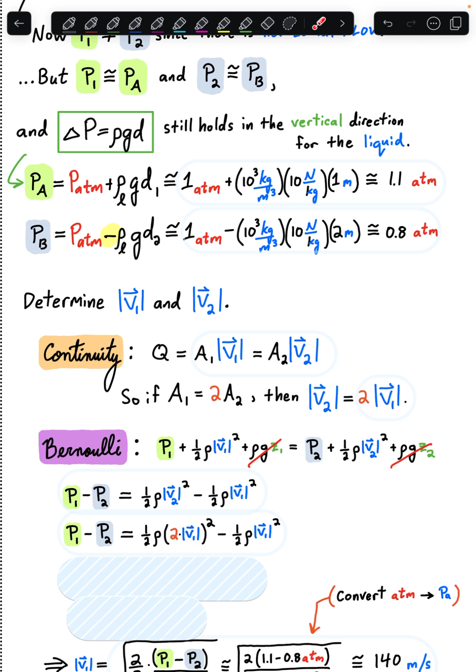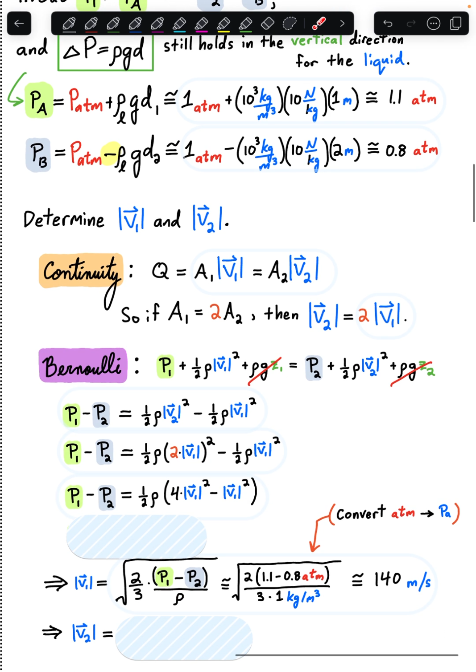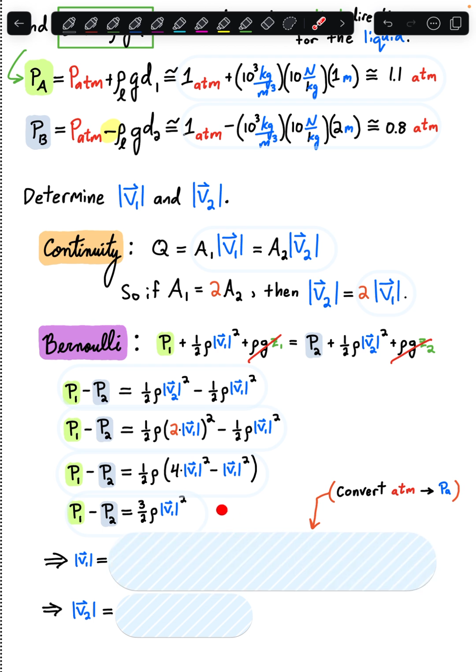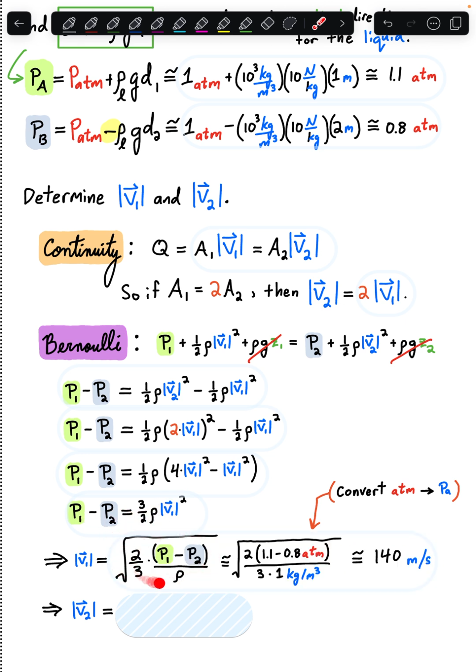Factor out the 1/2 rho. 4V1 squared minus V1 squared is 3V1 squared. That gets us here, and finish rearranging to get V1 by itself. Multiply both sides by 2/3, divide by rho, square root to get us here.